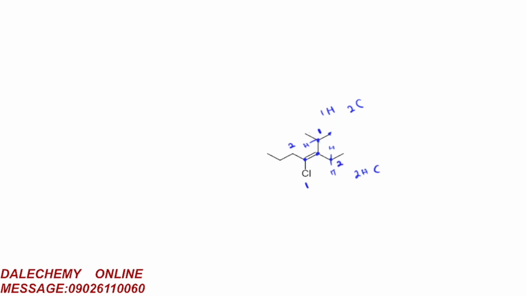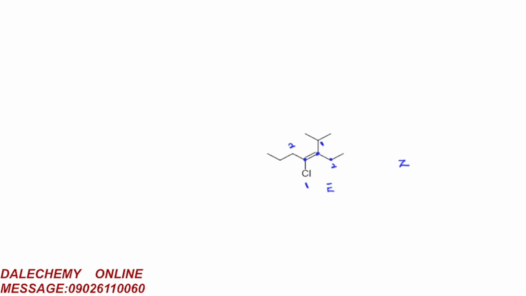Okay, so let me just try and remove everything for us to see it clearly. So this is going to have higher priority like that, 1, and this is going to have 2. And this is going to have 1 and this is going to have 2. So since the two higher priority groups are at opposite sides, that's going to be E. Okay, don't forget Z same side. So Z is for same side.